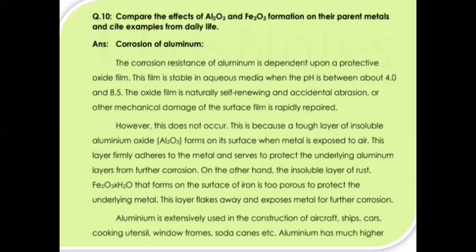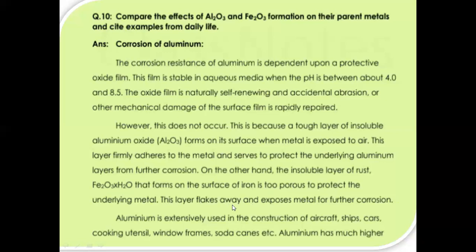So we might expect that aluminum would also corrode away, but I told you in the previous lecture that the layer aluminum forms is a very tough, insoluble aluminum oxide layer, and it prevents the rest of the aluminum from corrosion or from reaction with the atmosphere. On the other hand, the insoluble layer of rust, iron oxide, that forms on the surface of iron is too porous to protect the underlying metal. This layer flakes away and exposes the metal to further corrosion.